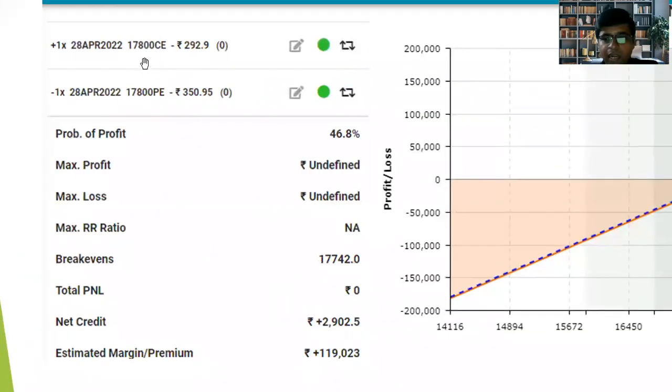We have basically bought an ATM call option of 7,800 strike price, and we have sold an ATM put option of 7,800 strike price. So you can see again the margin is almost similar as it was in the case of futures, which was around 1,800. In this case, it is around 1,90,000, and the probability of profit is almost the same, 46.8%, and the break-even is almost the same. In the previous slide example, it was 7,737, whereas in this case it is 7,742. So it is higher by only 5 points.